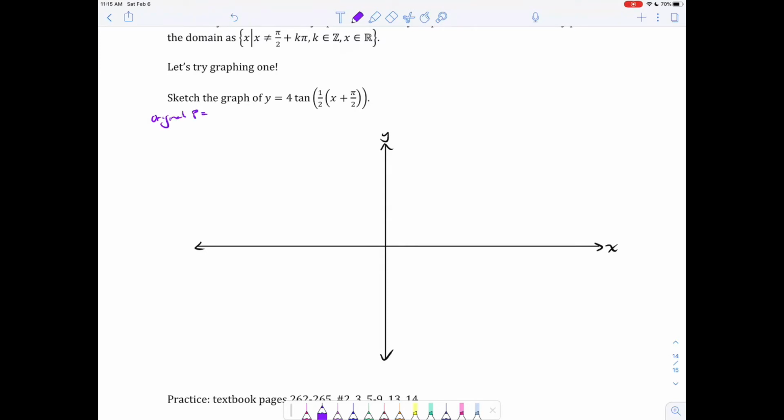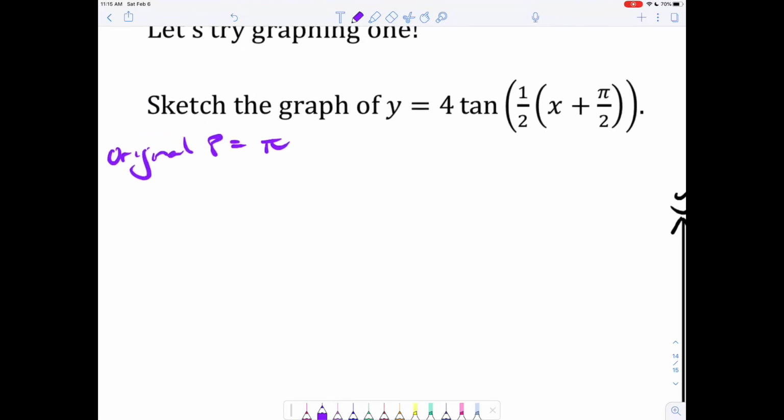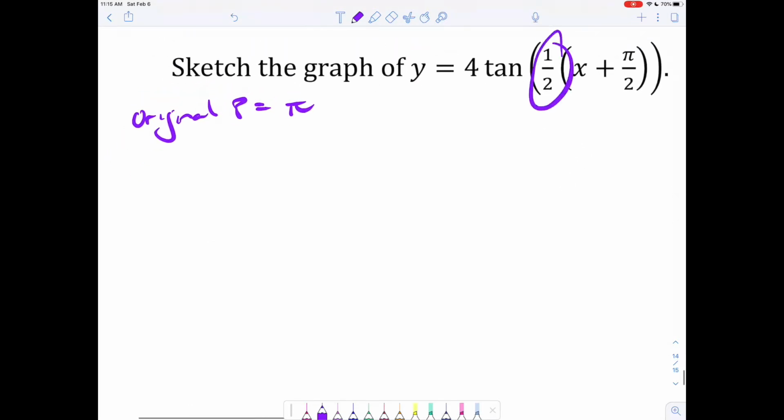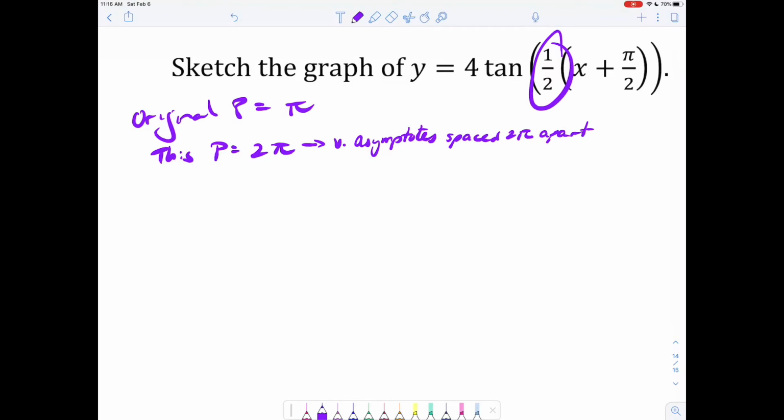Originally, my period was equal to pi. In this one, I am multiplying all the x values by 2, which means I'm employing a horizontal stretch by a factor of 2. So this period is going to be 2 pi. And that means that we're going to see the vertical asymptotes all spaced 2 pi apart.